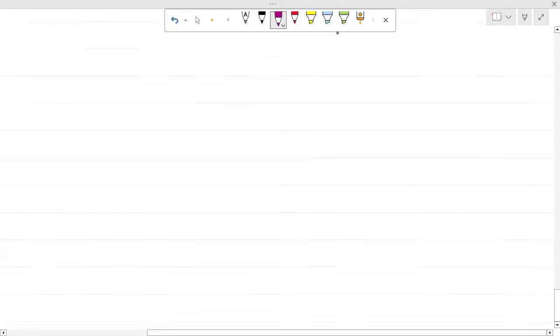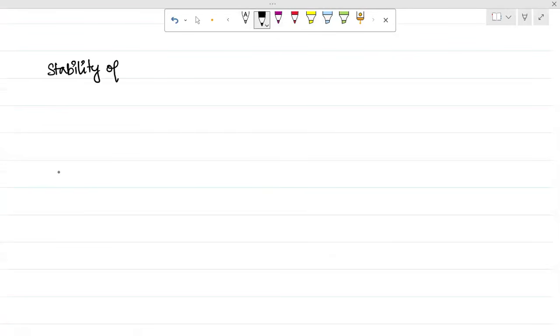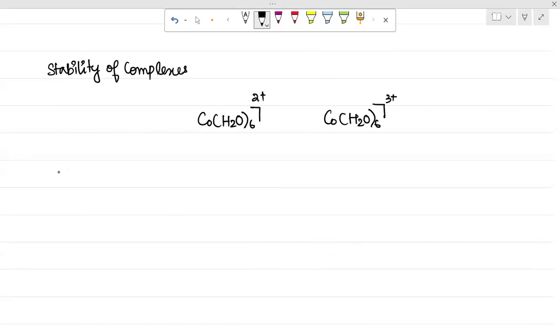Next, stability of the complexes. So we talked about lattice energy, hydration energy, size. The next one is stability of complexes, and that is obvious. Okay, let's say you have Co(H2O)6 2+ and you have Co(H2O)6 3+. Both the metals are the same, ligands are the same, only the difference is in oxidation state. You have to find which one is more stable. So what do we do?